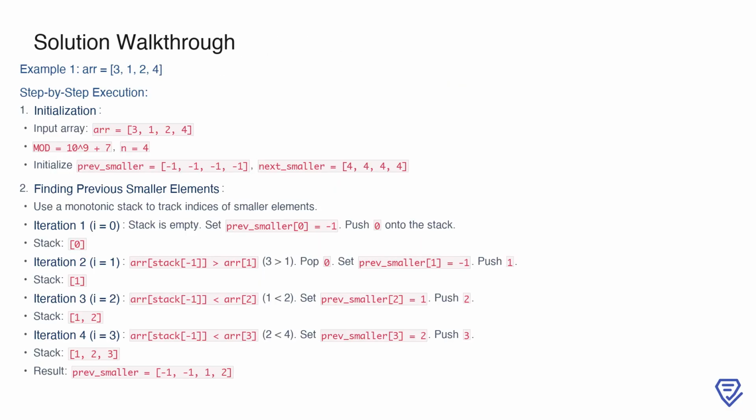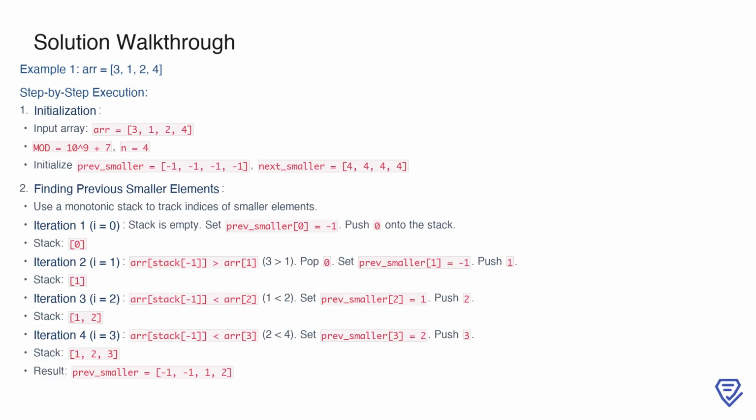To solve this problem, we start with the given input array arr equals [3, 1, 2, 4]. We'll also define a large modulo constant mod equals 10 to the power of 9 plus 7 to handle potential overflow, and determine that the array length n equals 4. Two helper arrays prev_smaller and next_smaller are initialized, both with default values. Prev_smaller is filled with -1 to indicate no smaller elements to the left initially, and next_smaller is filled with 4, the length of the array, for no smaller elements to the right.